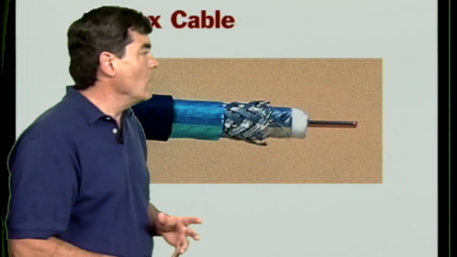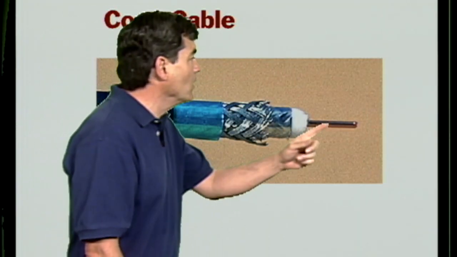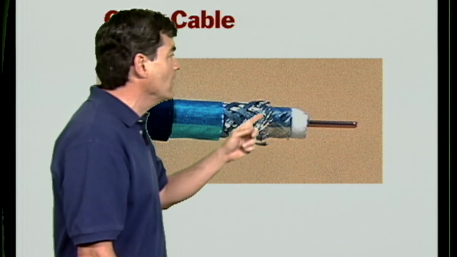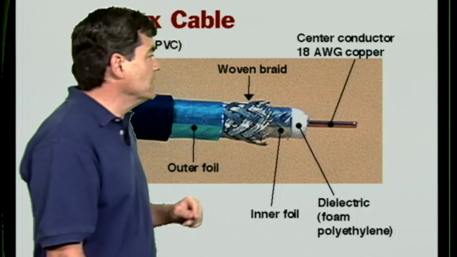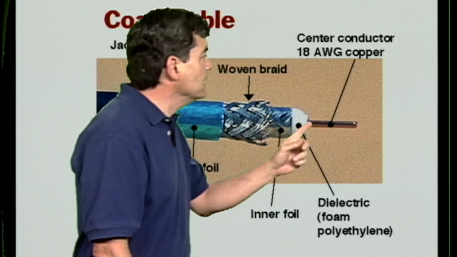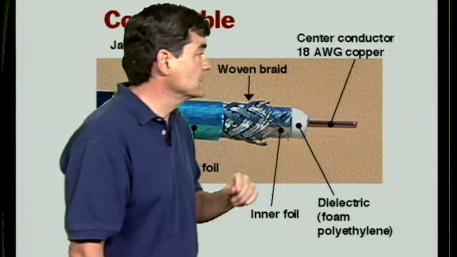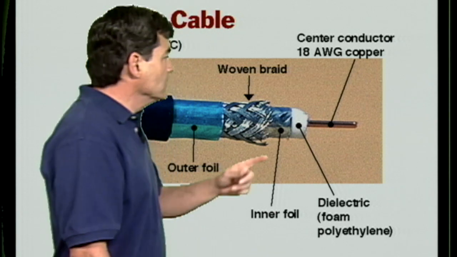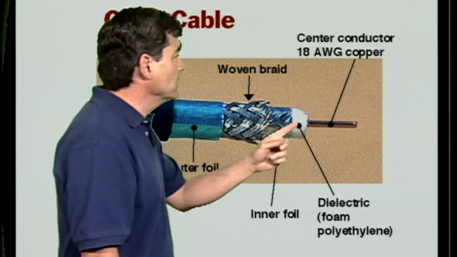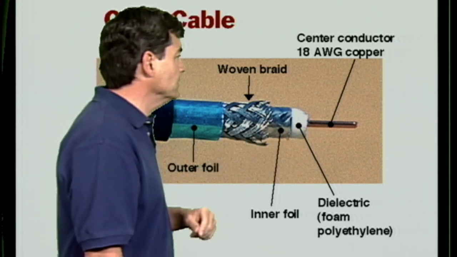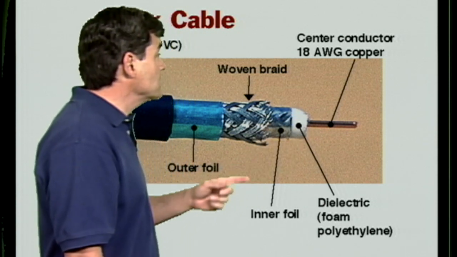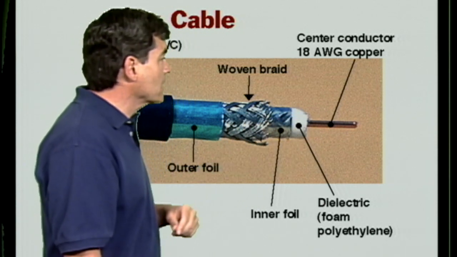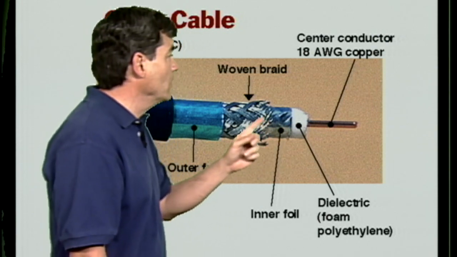Now you can think of coax as sort of a two-wire cable where one of the wires has been flattened out and wrapped around the other one. The center conductor is usually 18-gauge solid copper or copper-clad steel for strength. The shields are separated from the center conductor by a dielectric insulation, typically foam polyethylene.